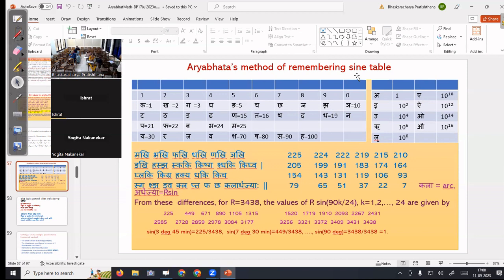So it was not very convenient, and therefore people did not use this method of Aryabhata after him. Usually if they wanted to use such a system, they used the Katapayadi system. Then the Katapayadi system became very popular, and nobody used this system after Aryabhata. But Aryabhata was successful in writing such verses in which he could remember the whole sine table. That is one advantage.